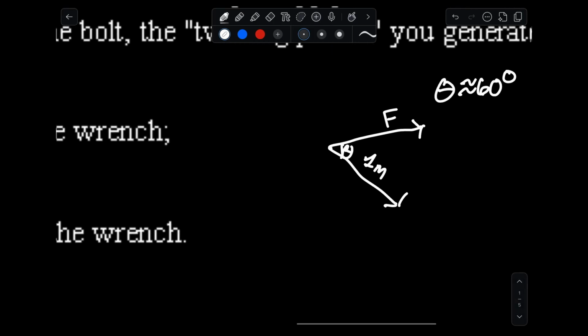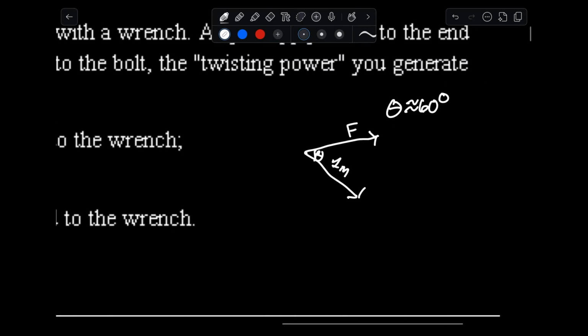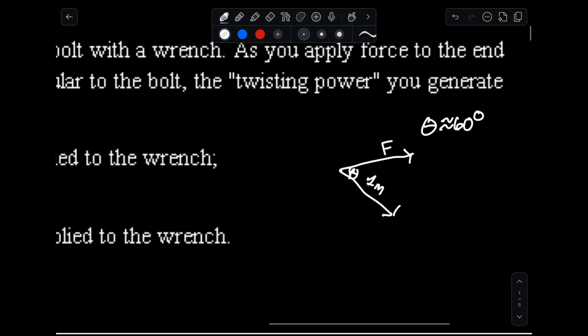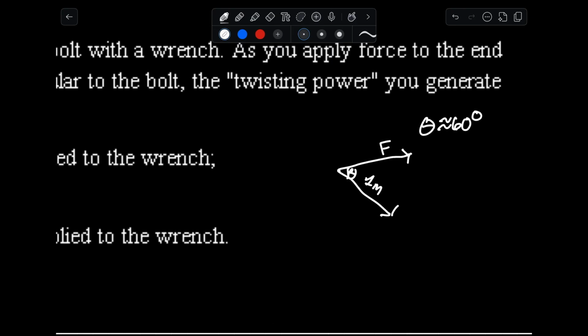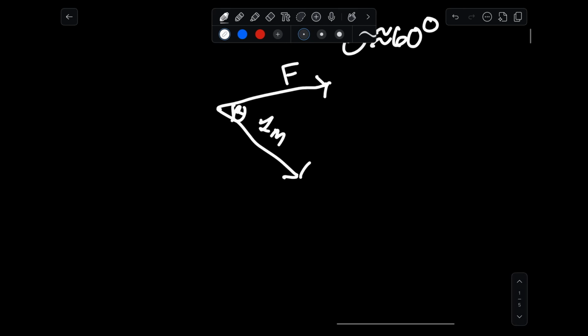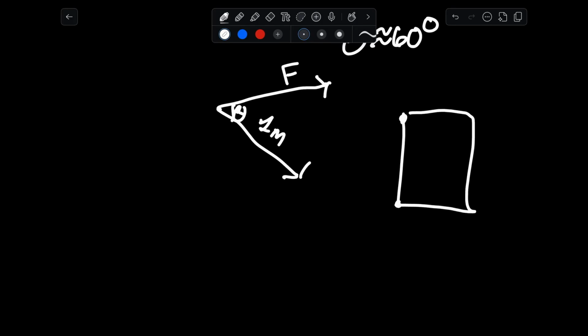If I want to maximize my torque, or my rotation to unscrew the bolt, I want everything to be perfectly perpendicular. It's kind of like opening a door right by its hinges: you're not going to generate any torque. It'd be better to open the door right here. That's why the door handle's right at the end, because it's a greater r.